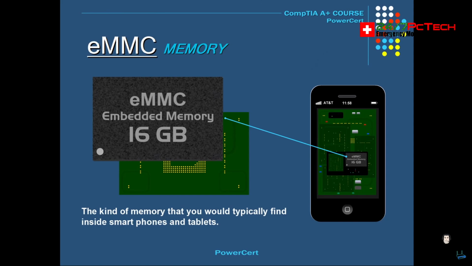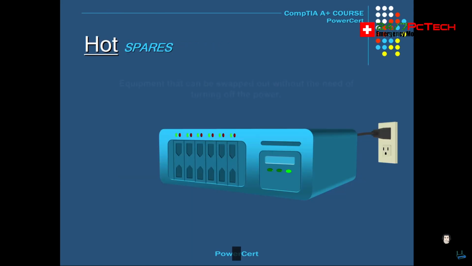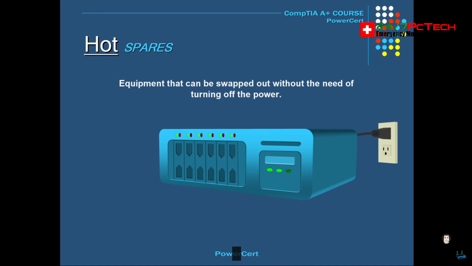Embedded memory card. Now, a hot spare is defined as equipment that can be swapped out without the need of turning off the power. So, for example, if you had a server with multiple hot swappable hard drives, and if a hard drive were to fail, you wouldn't need to shut down the server. You would just simply remove the hard drive and replace it with a new one while the power is still on. It was good for servers and storage.